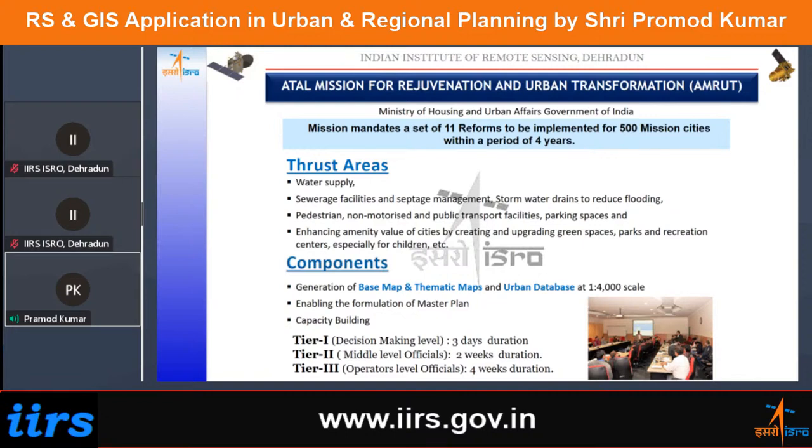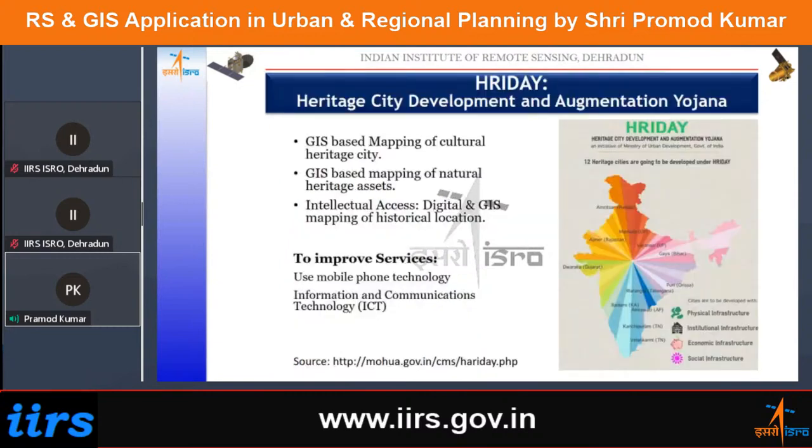Under Hriday, as I said, with the 12 cities across the country, 3D city visualization and also ICT based solutions have been proposed using geospatial technology. As I said earlier, for the Swachh Bharat Abhiyan, development of mobile apps and geotagged photographs have been devised. I'd like to mention here that the quality of services within the cities is improving.